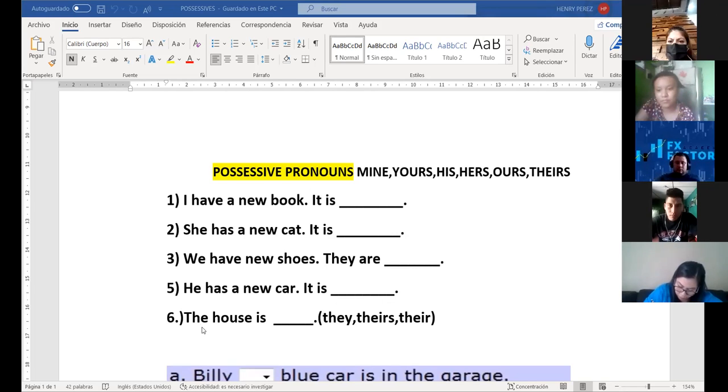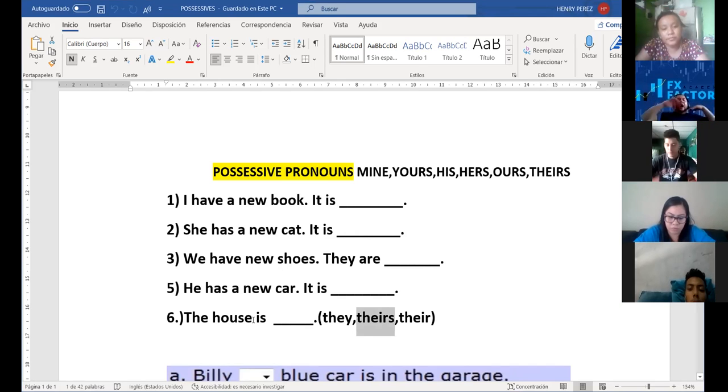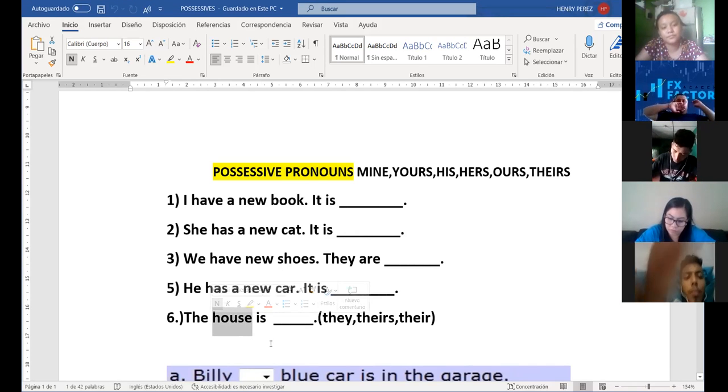Edith. Hi, can you do the next one? The house is theirs. La casa es de ellos. Very good. Remember, aquí están las palabras, los possessives, okay? Theirs. Can you repeat it again, please? The house is theirs. Excellent. Esta vamos a elegir, right? Ahí le puse tres opciones. Theirs. Possessive pronoun. Si ustedes pueden ver, el objeto viene antes, right? The house. Theirs.